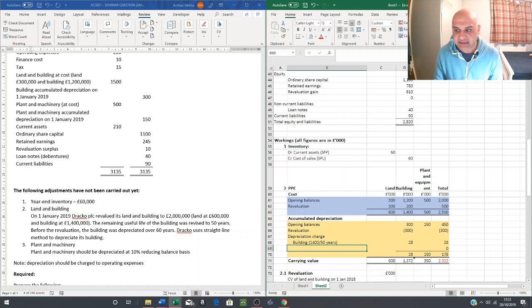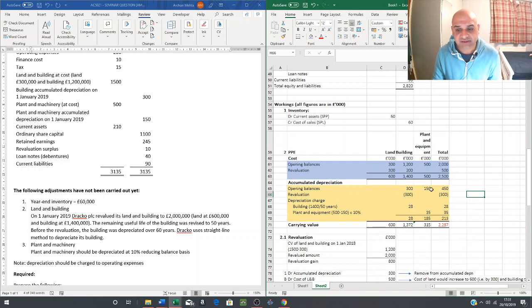Okay, and then plant and equipment. We know it's a reducing balance basis, so we need to take the opening balance of plant and equipment cost minus accumulated depreciation, and we get 350,000 multiplied by 10%. That should give us 35. Okay, job done. So now, as you can see, we have got nice little figures here.